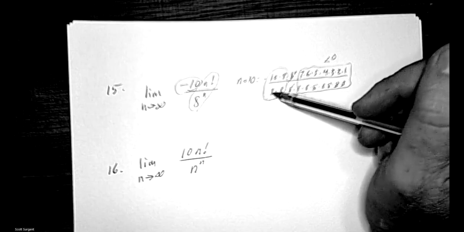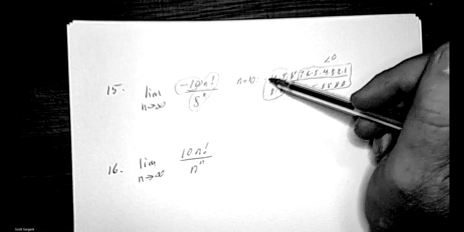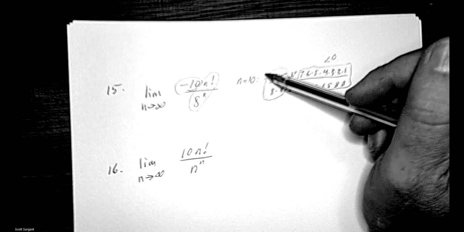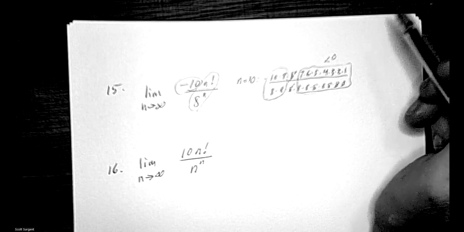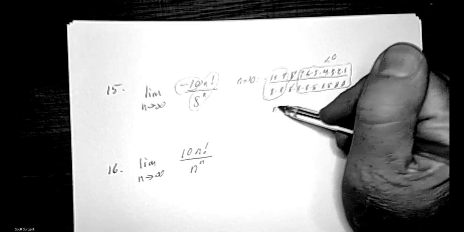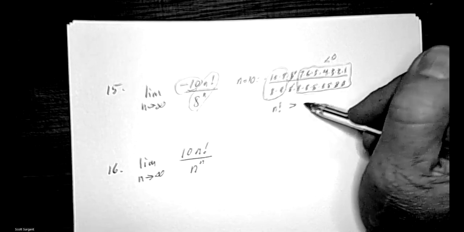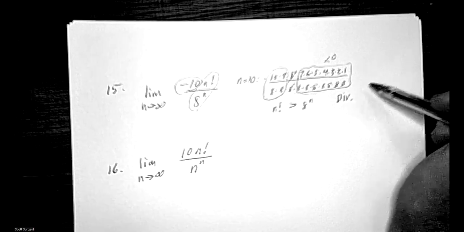Then you're multiplying by 10 over 8, then 11 over 8, and 12 over 8, and so on and so forth. So that's a heuristic argument to indicate that the factorial outgrows the exponential. So you're going to have a divergent sequence.